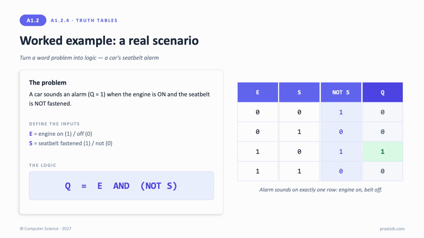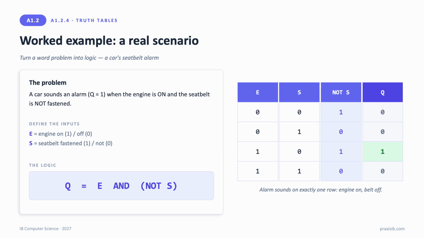Exam questions love to take a real life situation and ask you to turn it into a logic expression. So let's practice that skill with a car. Picture this: a car should sound an alarm when the engine is running and the driver has not fastened their seatbelt. Our job is to turn that sentence into a logic expression.